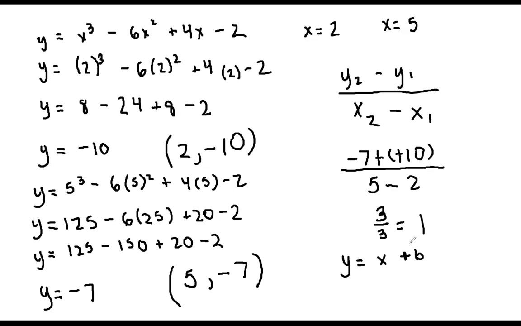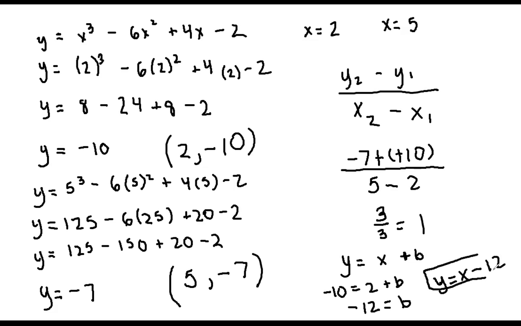So if we have the slope and we have points, we can find the y-intercept. So we can just plug in two values. I'll just plug in the 2 and the negative 10. So y is negative 10 when x is 2. So that means b is equal to negative 10 minus 2 from both sides, negative 12. So our final equation, sorry, I'm running out of room, is going to be y equals x minus 12.